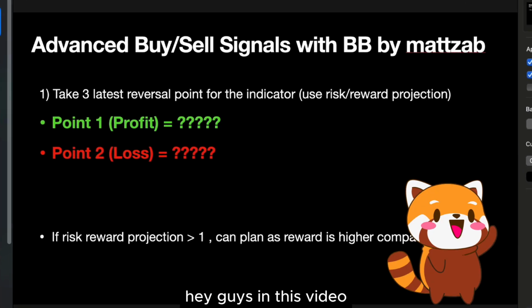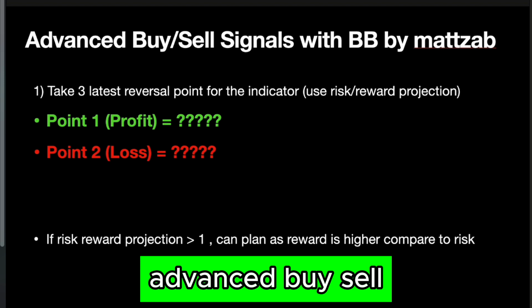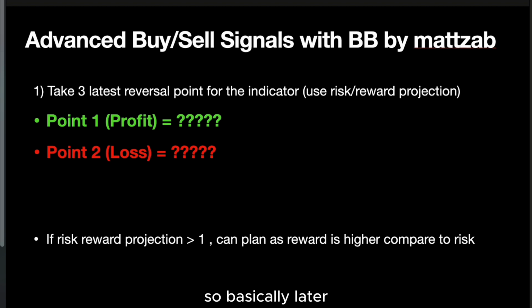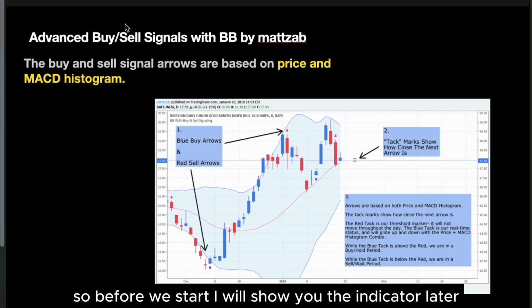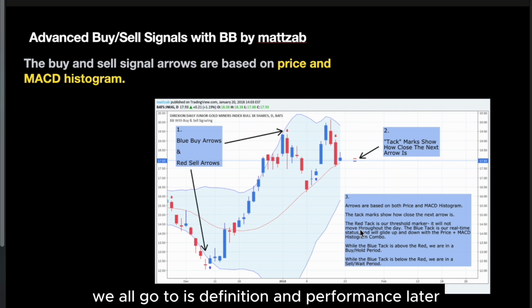Hey guys, in this video, we are going to go through this indicator called Advanced Buy Sell Signals by BB by MATZAP. Later we will take 3 points of the indicator and find out its profit and loss using the risk-reward ratio. Before we start, I will show you the indicator later. We will go through its definition and its performance.